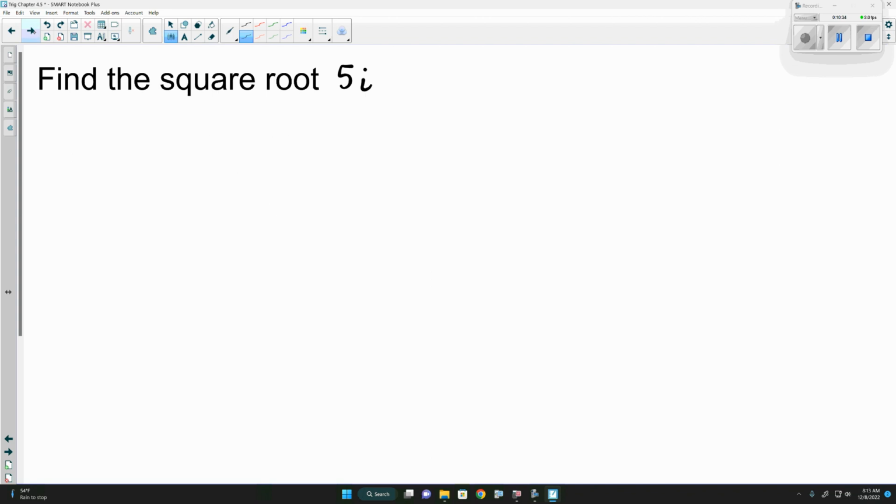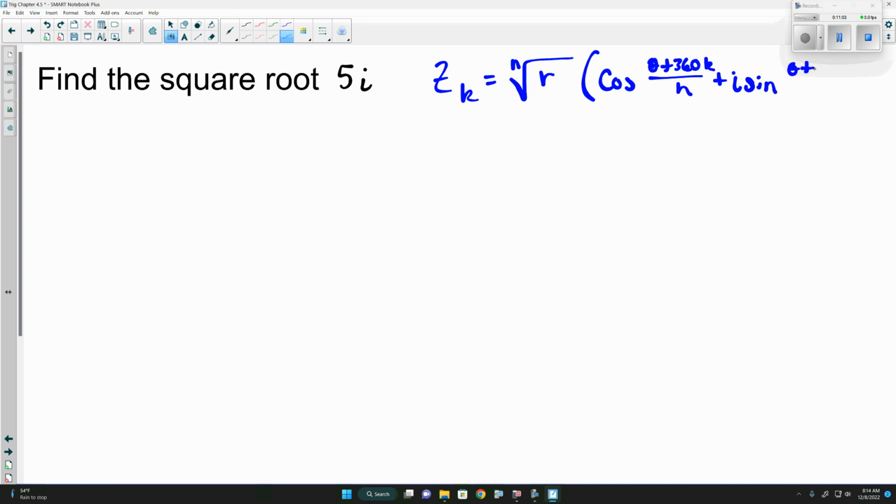So, this is the first one we're going to do. Find the nth roots of the square root of 5i. And we're going to be using this formula. z sub k is equal to the nth root of r, parentheses, cosine of theta plus 360k over n, plus i sine of theta plus 360k over n. So this is the formula we're using. I'm just rewriting it back up here.